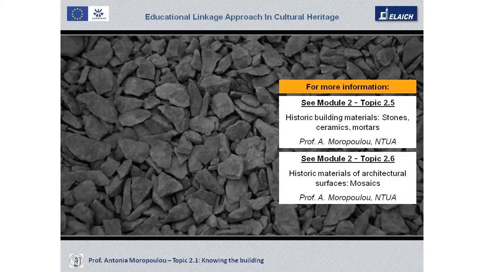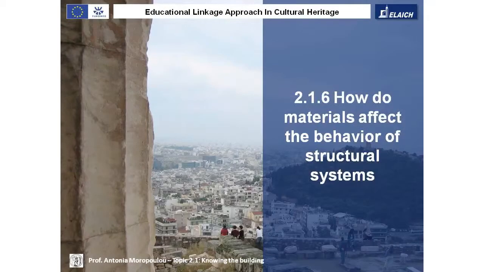Of course, in details, we will see in topic 2.5 the historic building materials, the stones, the ceramics, the mortars, whereas in topic 2.6 we will have an overview of historic materials of architectural surfaces like works of art, giving emphasis in mosaics. The major question: how do materials affect the behavior of structural systems?